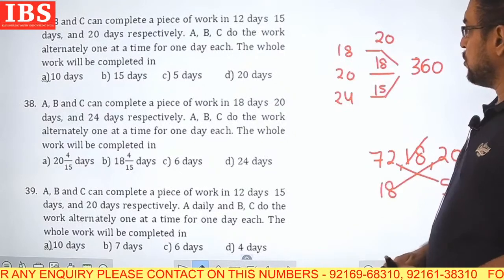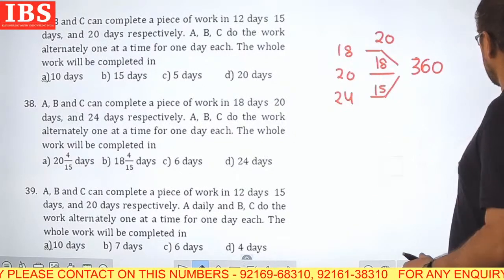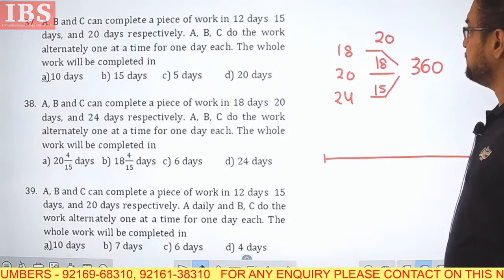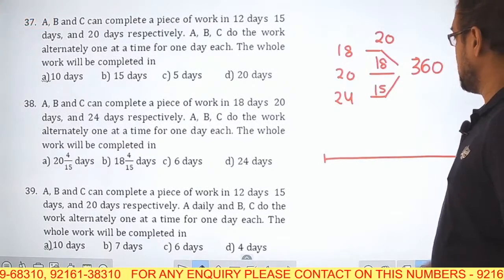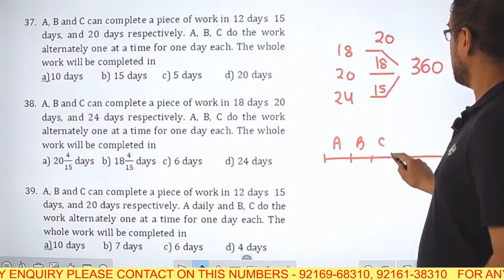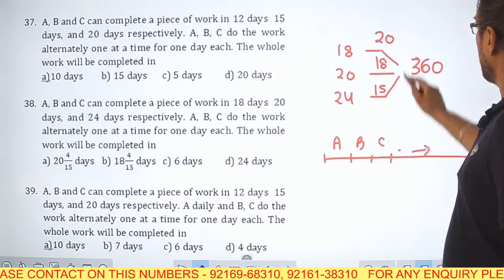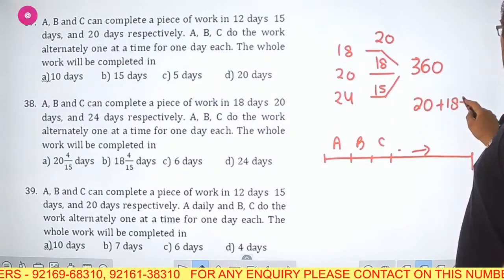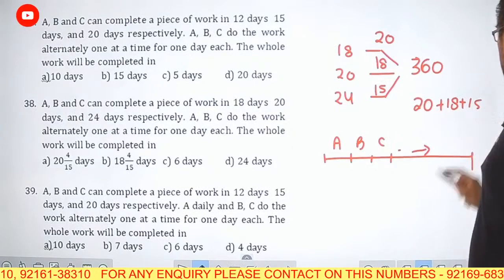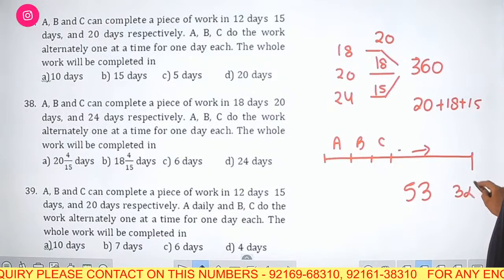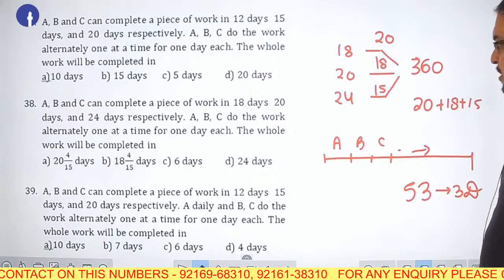We started with A, then B, then C, then repeating. So 20 plus 18 plus 15 gives us a total of 53 work done in 3 days.